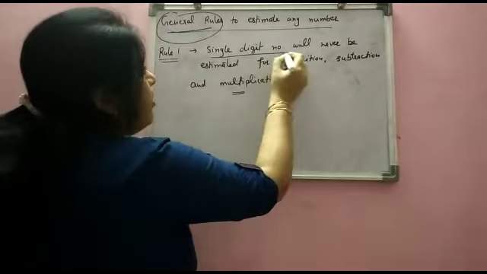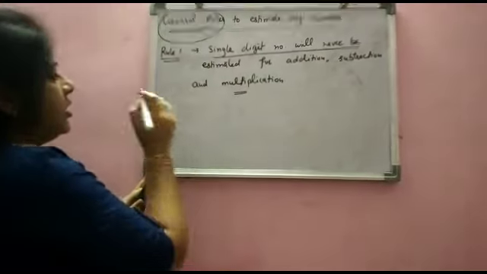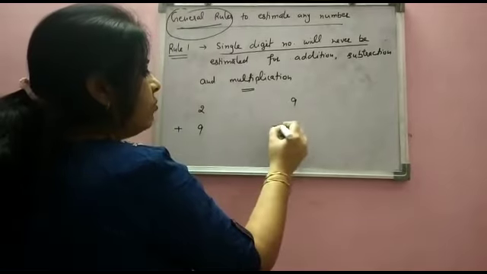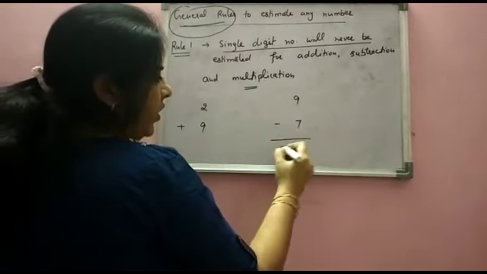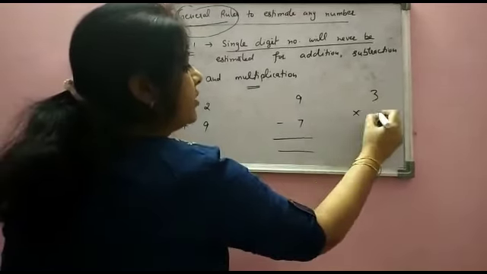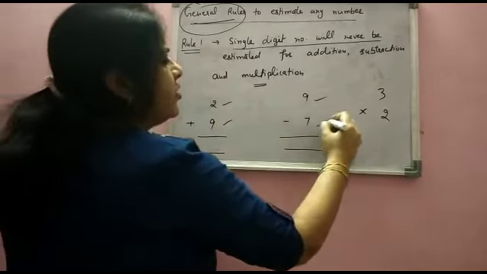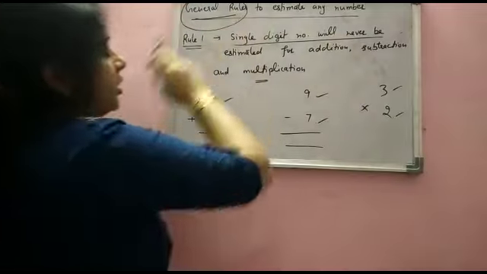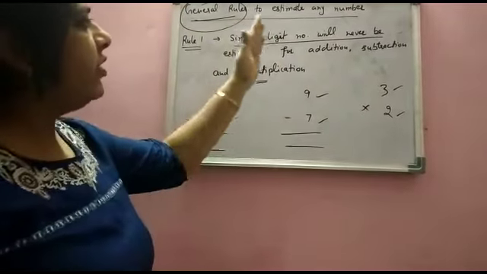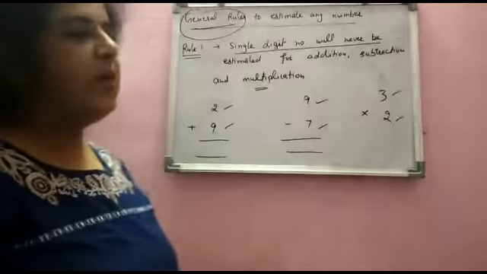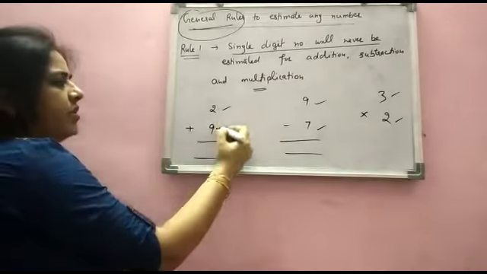Single digit number will never be estimated. Just suppose we have to add two numbers, both single digit. Subtracting two numbers. Multiplying two numbers, and the numbers are single digit. The first general rule is that a single digit number will never be estimated for addition, subtraction or multiplication. It means this will remain.